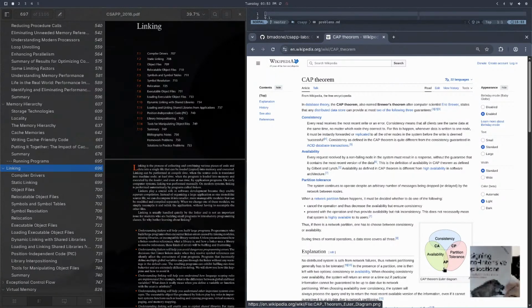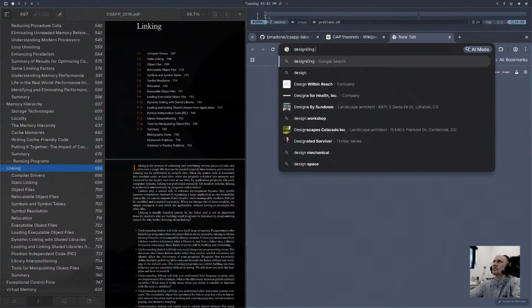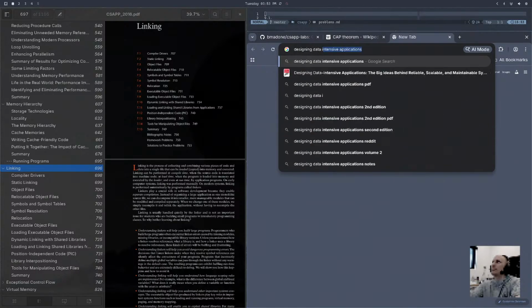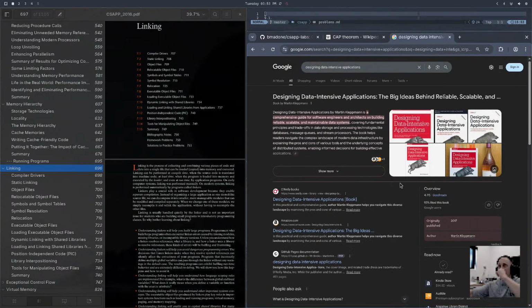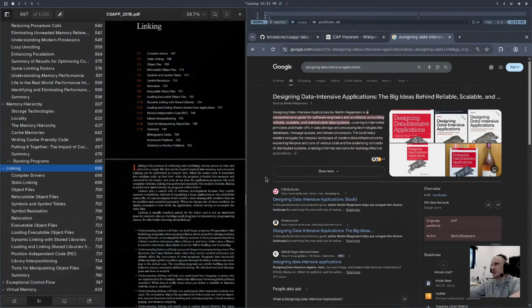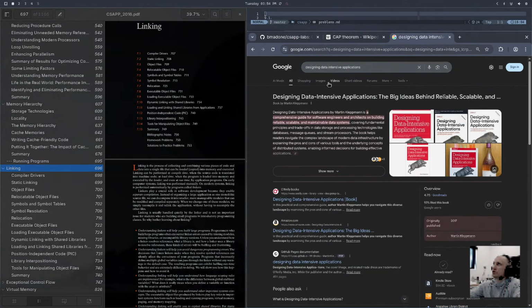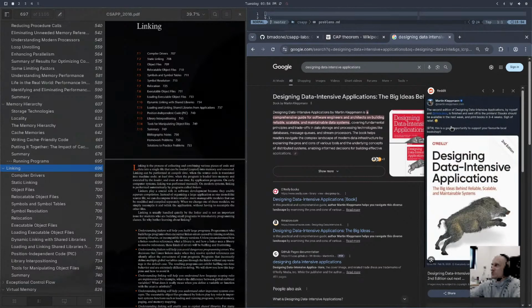This is an infamous book called Designing Data-Intensive Applications. This is a book that pretty much everyone who does any systems design stuff has read. It's a good book for interview prep for systems design, and the second edition was just released. So if you're searching for the PDF, you might want to look for the second edition.